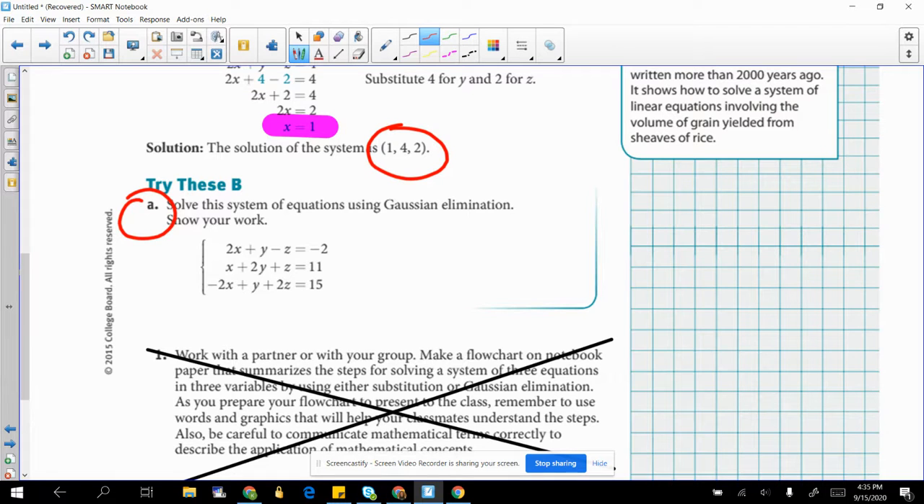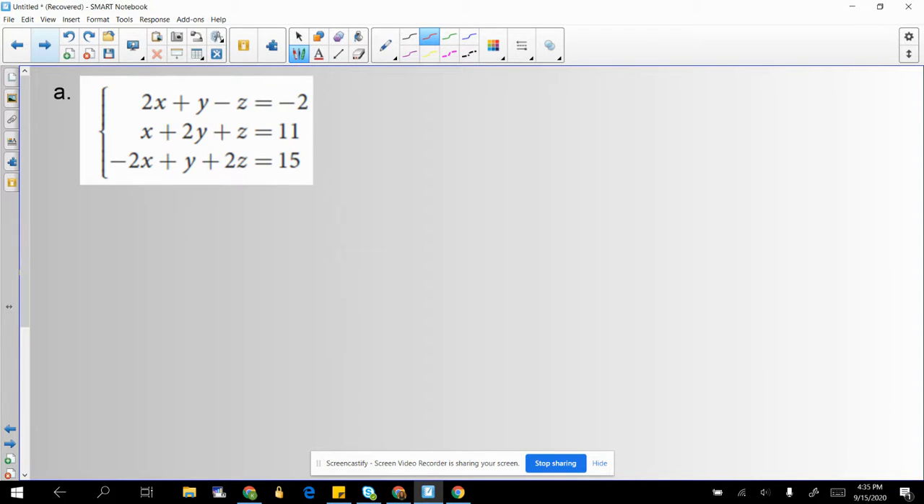Okay. So example A. All right. So it doesn't really matter which variable you choose to eliminate as long as you eliminate the same one in both steps 1 and 2. So let's go ahead and start step 1. So we have, actually, I'm going to choose to eliminate z because those are going to eliminate pretty easily. So here I'm going to rewrite my first equation and second equation.